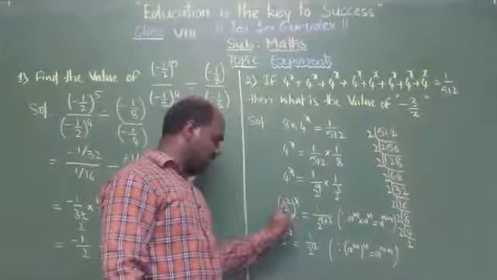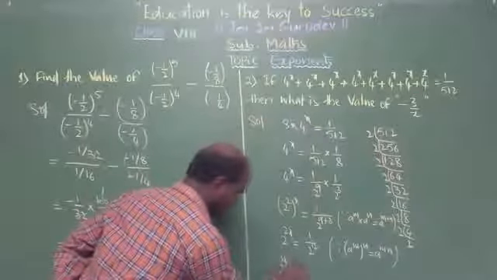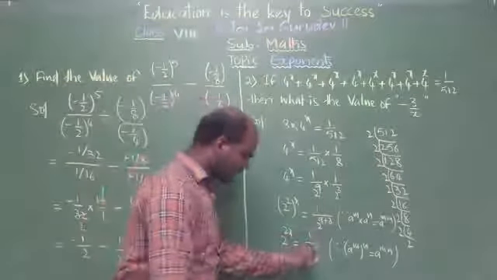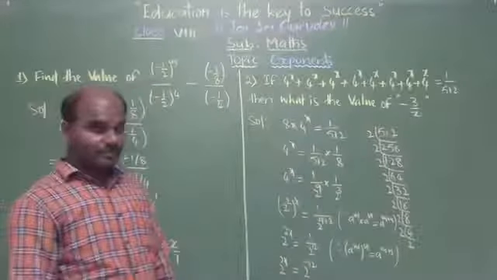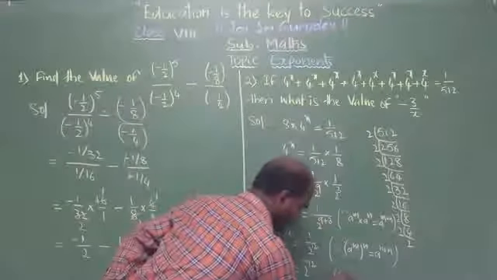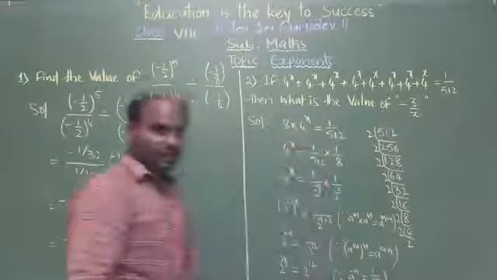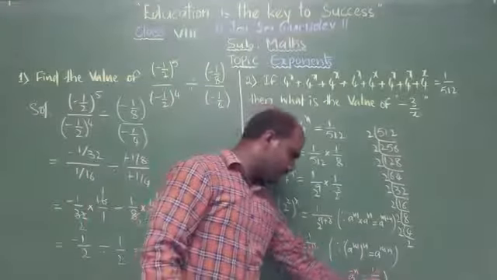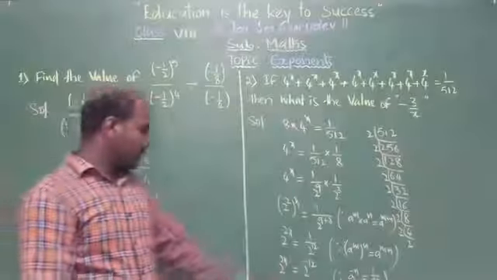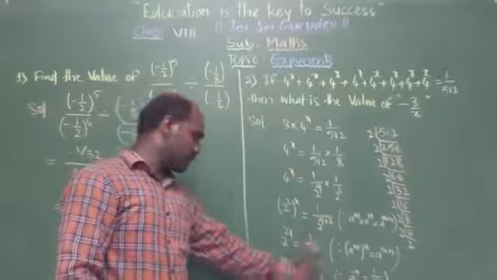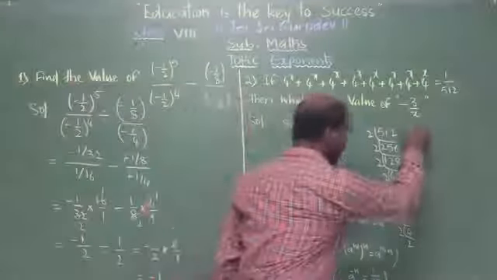Here it is 2 power 2x. So the next step will become 2 power 2x is equals to 2 power minus 12. Yes or no, children? Because by which formula, a power minus n is equals to 1 by a power n. We have the form 1 by a power n, which equals a power minus n. So 1 by 2 power 12 will become 2 power minus 12.